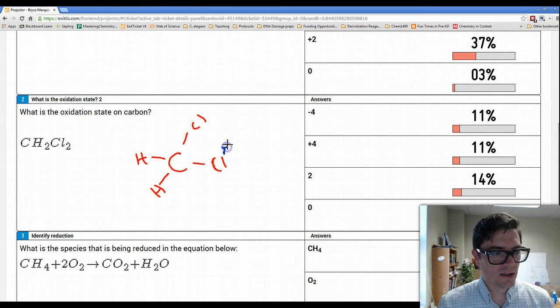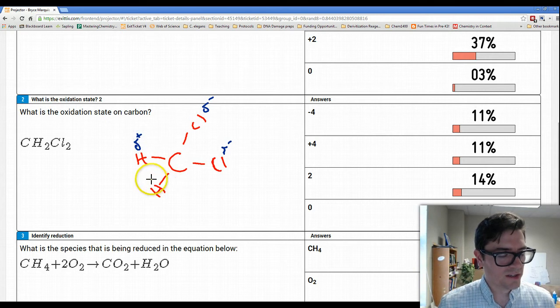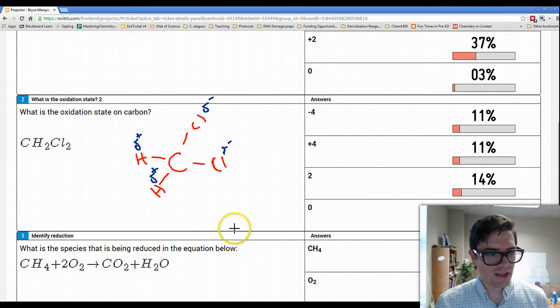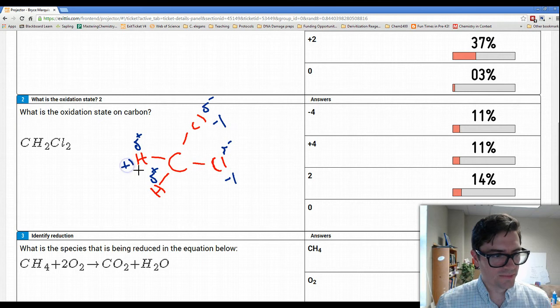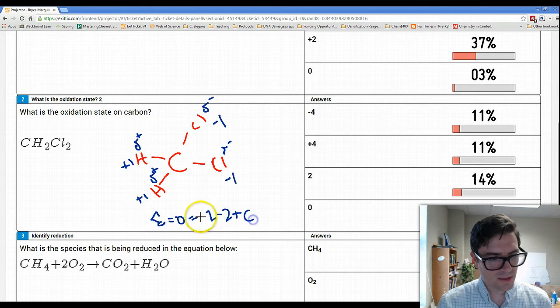And remember electronegativity: our chlorines are more electronegative than our carbon, and our carbon is more electronegative than our hydrogens. And so that means that these chlorines are going to have a -1, and the hydrogens are going to have a +1. And so overall, this whole thing is supposed to be neutral. And so that means that you have 2 minus 2 plus the carbon. You'll see that these cancel each other out, so therefore this one is 0.